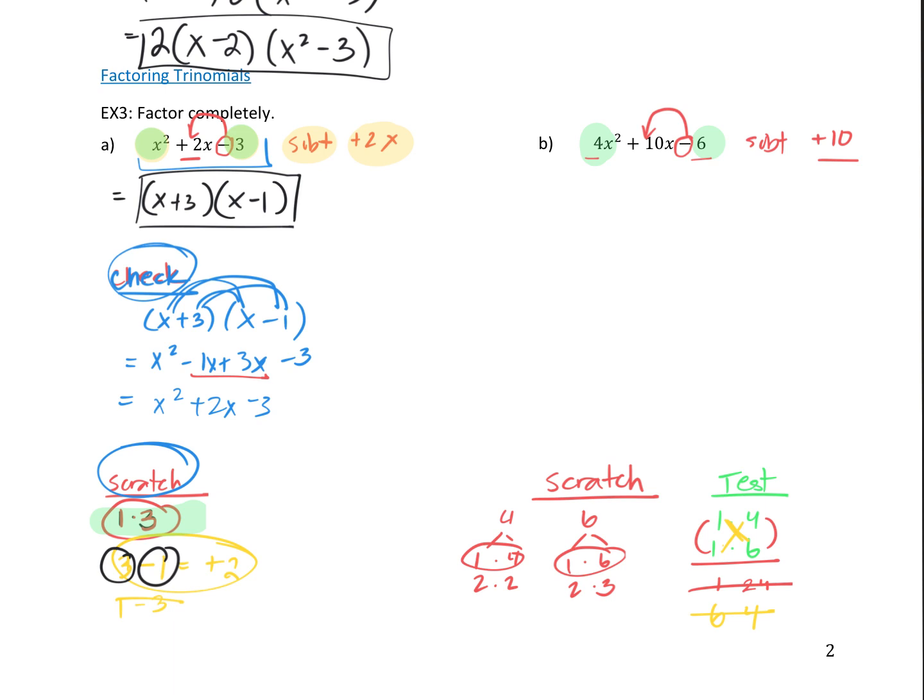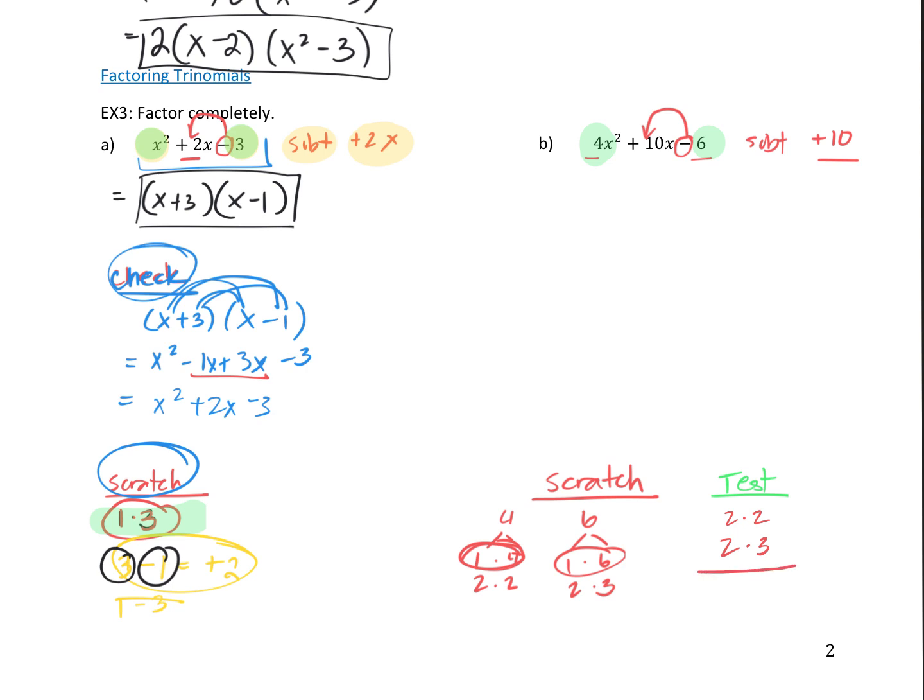Okay. So those pairs didn't work, but let's go ahead and try a different pair. Again, remember, our goal is to get a positive 10. So let's try the 2 times 2 and the 2 times 3. You could have tried the 1 times 4 and the 2 times 3, but let's just try this one out.